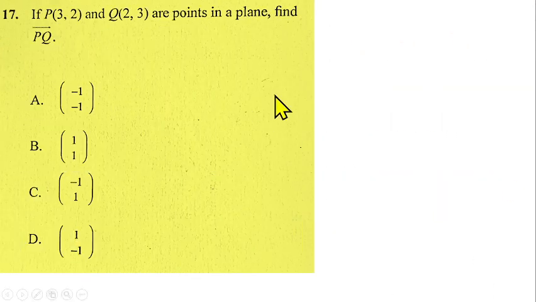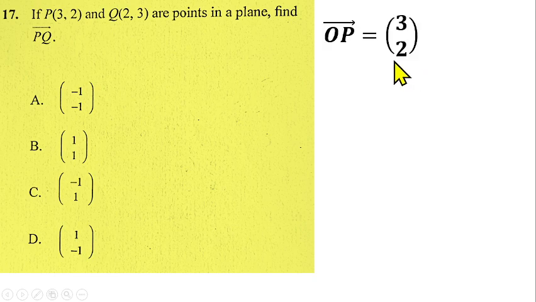Question number 17 is from linear transformation. We are given that P with the coordinate (3, 2) and Q with the point (2, 3) are points in a plane, find the distance PQ. So like I said, it's from linear transformation. All you need to do is to change this P to a distance from the origin O. So change this coordinate to a column matrix. That will be (3, 2).